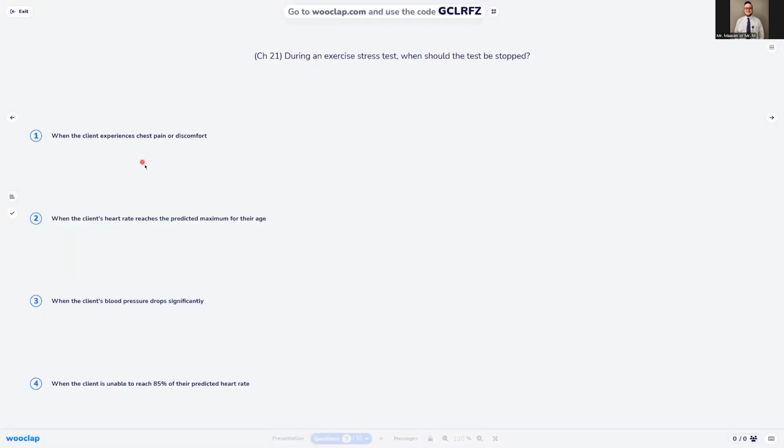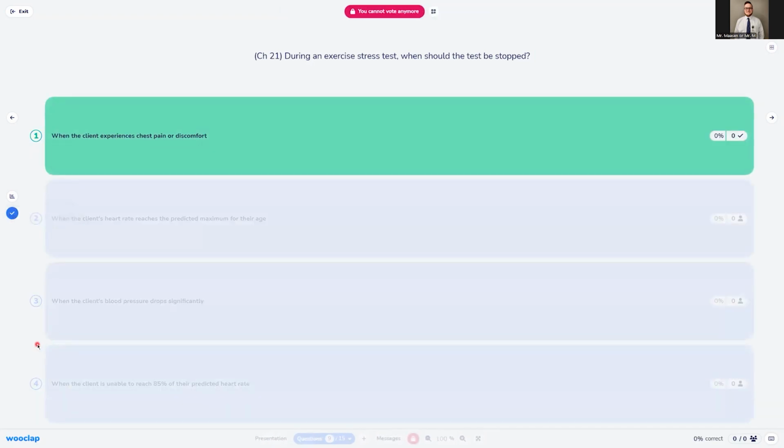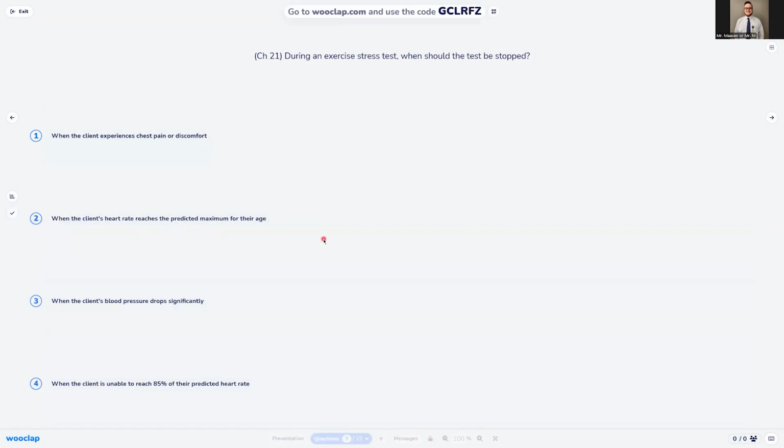Question here. During exercise stress tests, when would you stop, or when would the test be stopped? When would I stop this test? If you answer when the client experiences chest pain or discomfort, that would be the right way to go. Again, the goal is for the client to reach their predicted maximum for their heart age, but then we want to let them go a little past that.